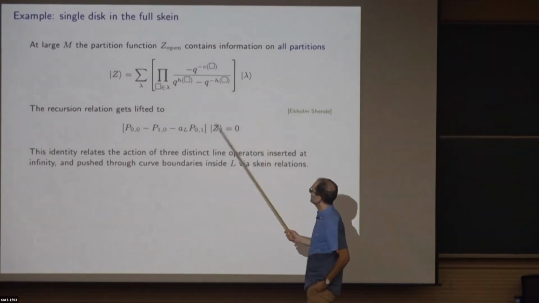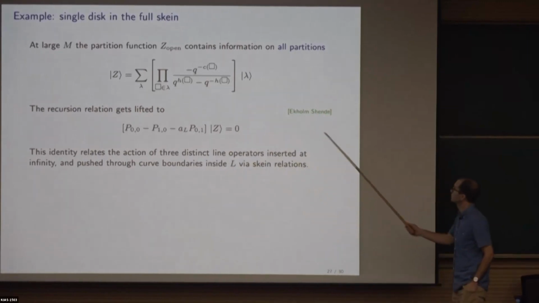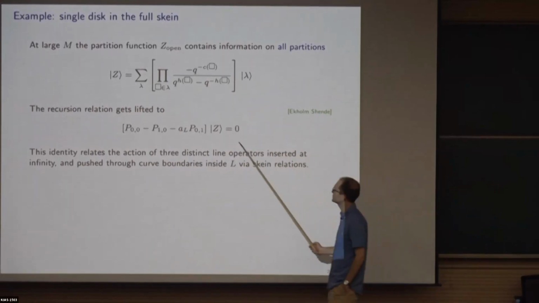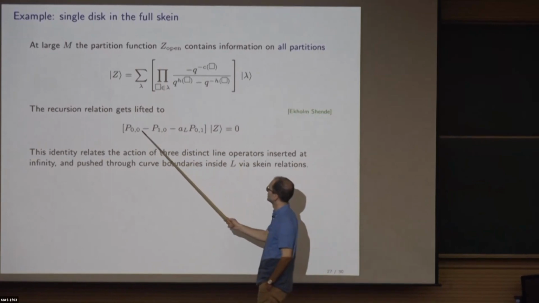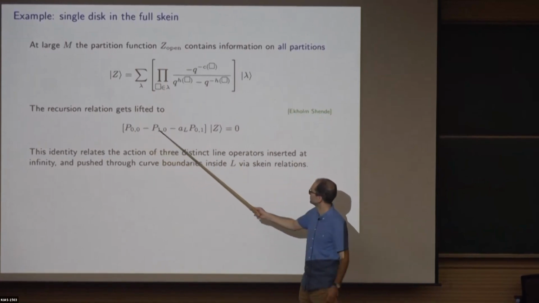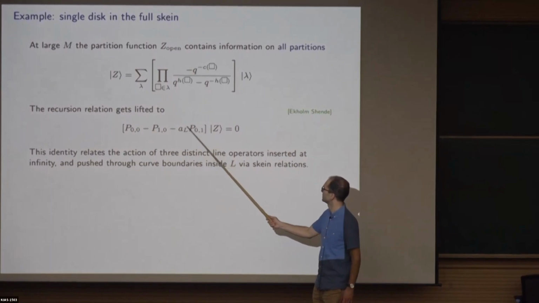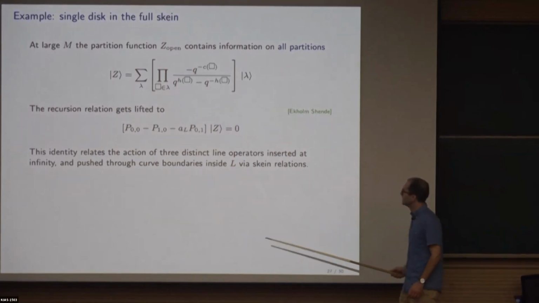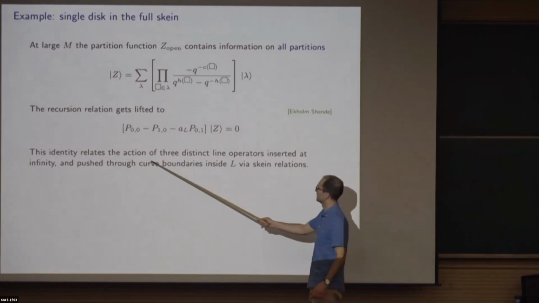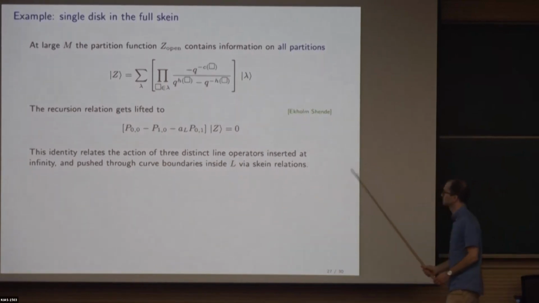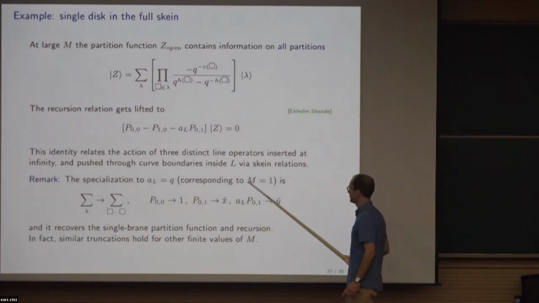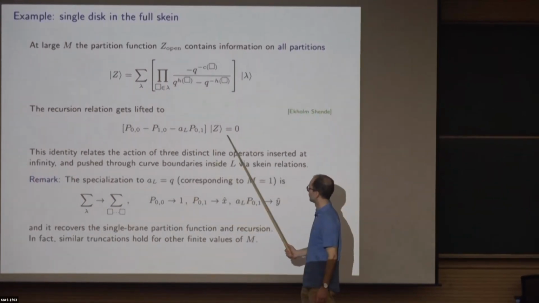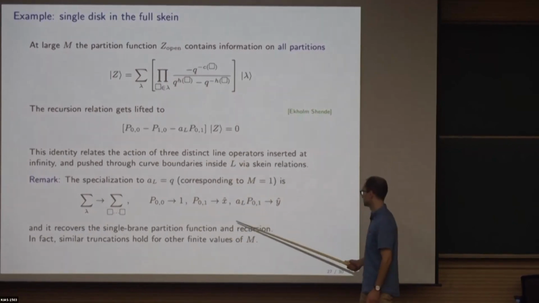Now, going to full rank, the uplift of this simple example was worked out in the work of Ekholm and Shende a couple of years ago. And what they showed is that the 1 minus y minus x gets uplifted to the unknot operator inserted at the boundary, the meridian, and the longitude multiplied by AL. And again, this is just a relation between three distinct line operators inserted on the boundary of the brane. So if we go back to AL equal q, so m equals 1, then we recover the recursion that I gave you on the previous slide.